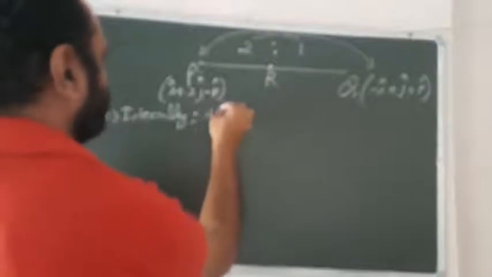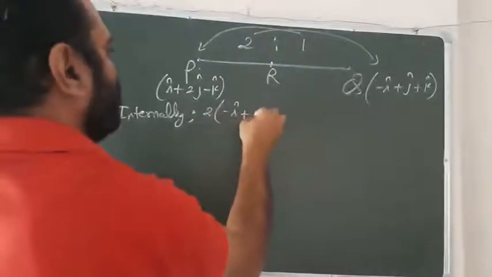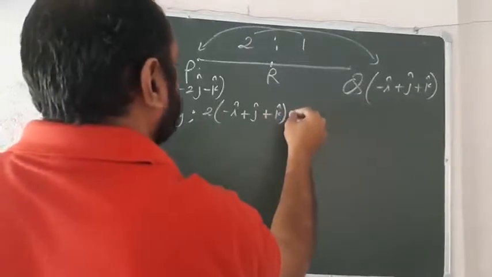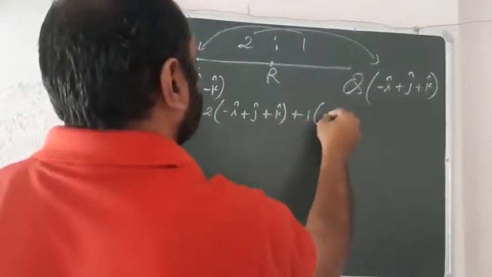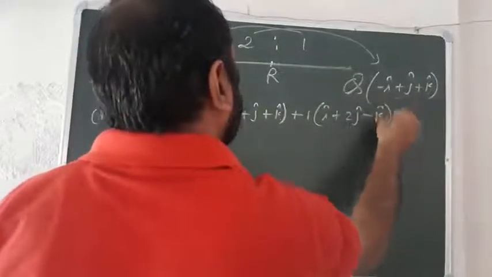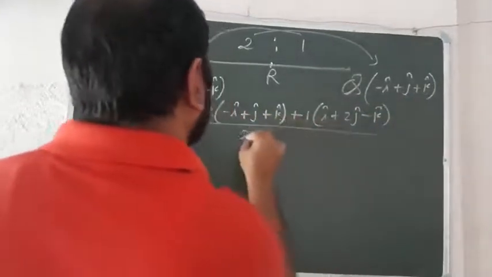So we will get 2 into minus I cap plus j cap plus k cap plus 1 into I cap plus 2j cap minus k cap over 2 plus 1.